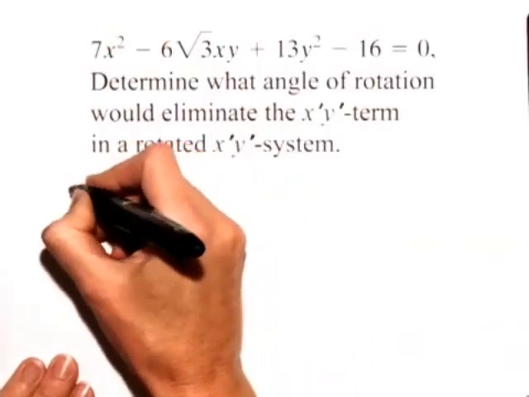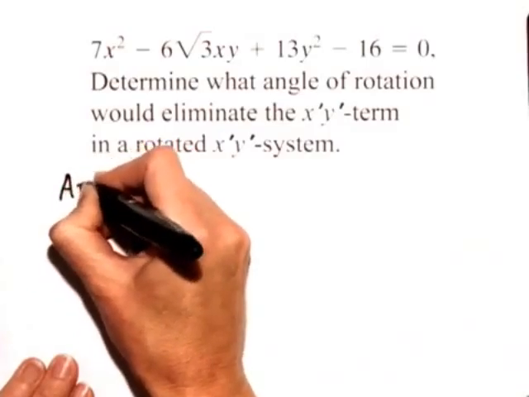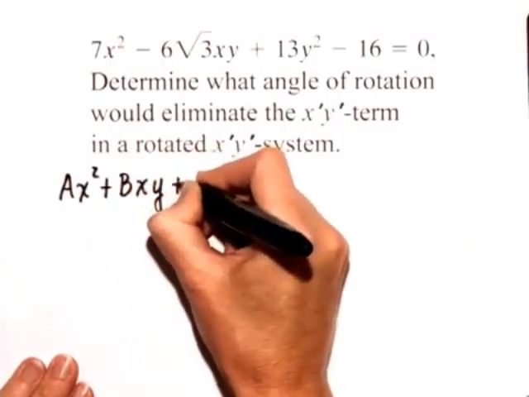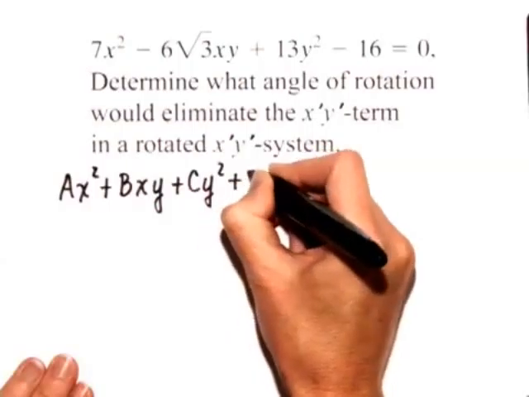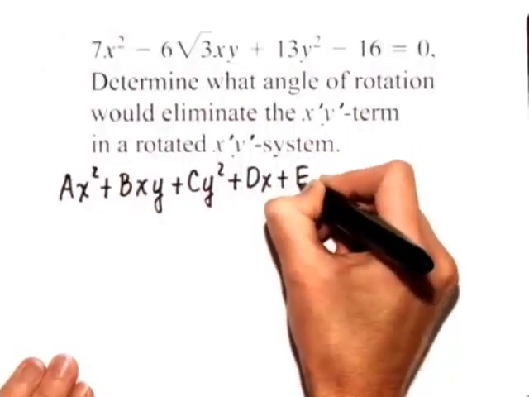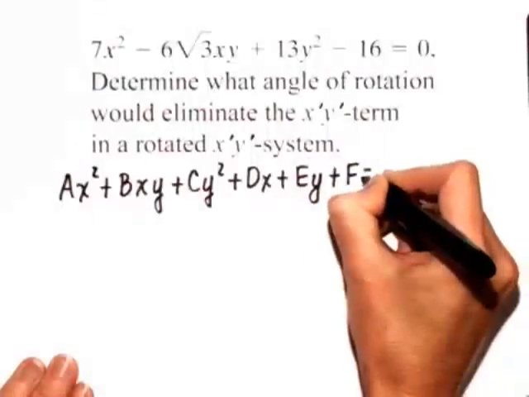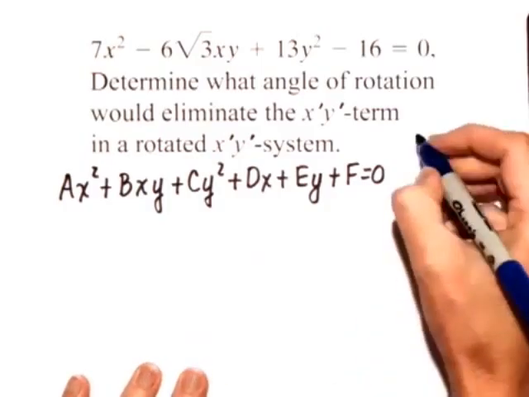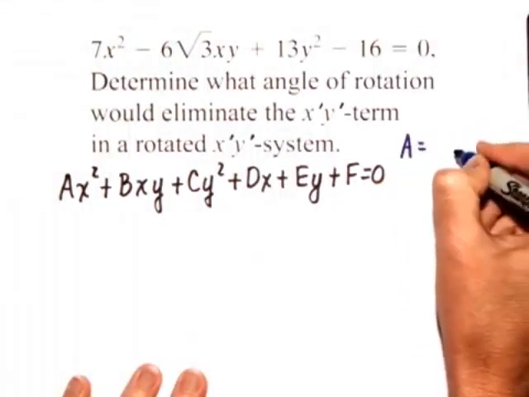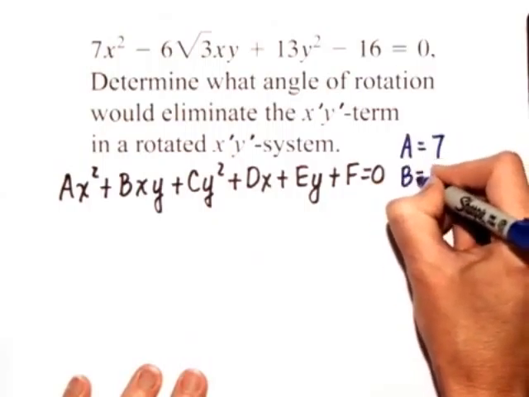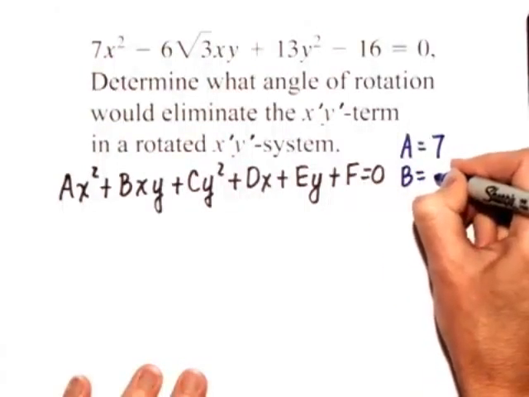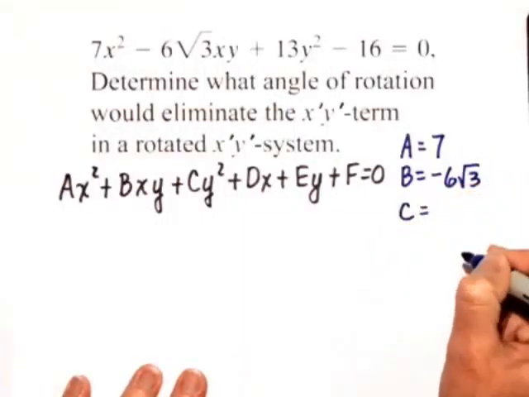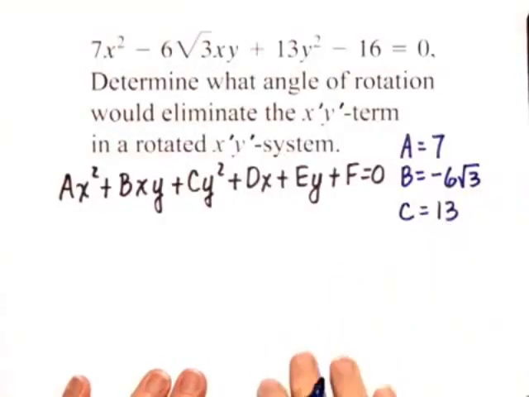So this is an equation of the form ax squared plus bxy plus cy squared plus dx plus ey plus f is equal to 0. And we can identify what our a, b, and c are. Our a is the coefficient of x squared, which is 7. b is the coefficient of the xy term, which is negative 6 times the square root of 3. And c is the coefficient of the y squared term, which is 13.